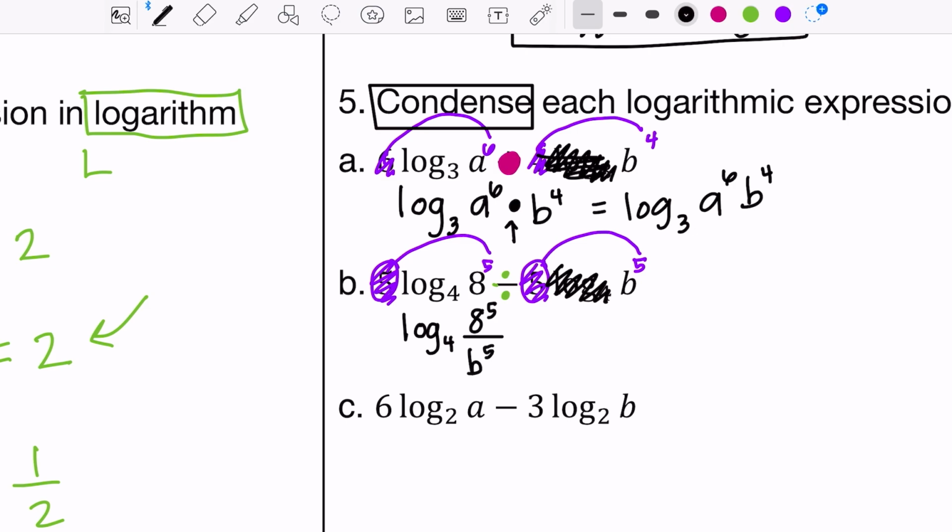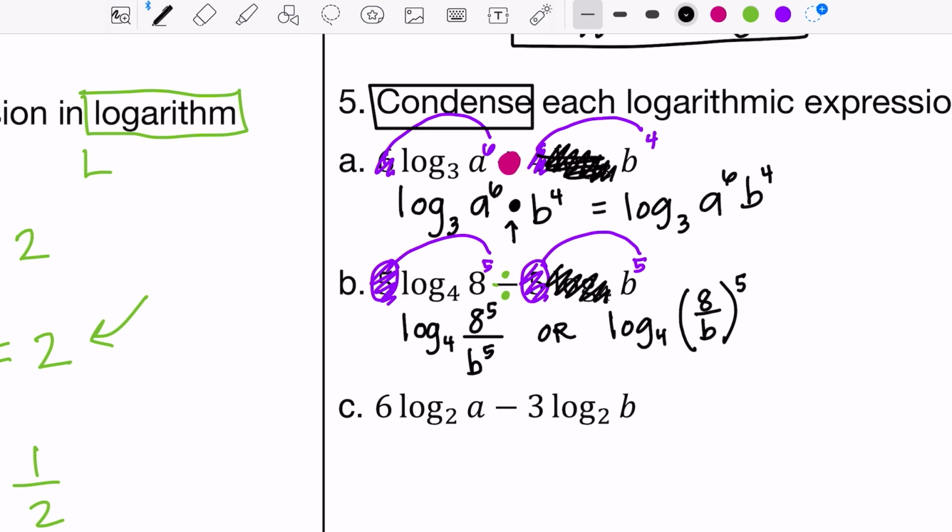This answer is perfectly good. I think the answer on the back is going to be more mathematician approved, which means that they went ahead and said because both of these are to the power of 5, we'll just pull that power outside and put it up at the top.